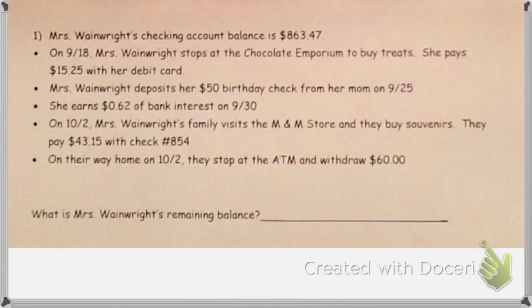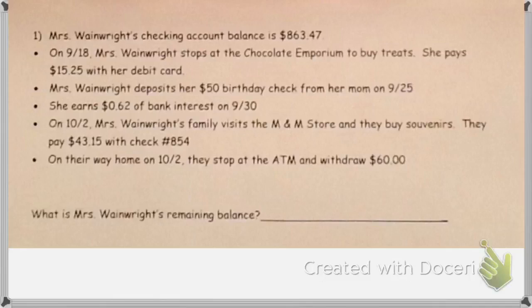So let's take a look at example number 1. Example number 1 says Mrs. Wainwright's checking account balance is $863.47. On 9/18, Mrs. Wainwright stops at the Chocolate Emporium to buy treats. She pays $15 with her debit card. Mrs. Wainwright deposits her $50 birthday check from her mom on 9/25. She earns $0.62 of bank interest on 9/30.